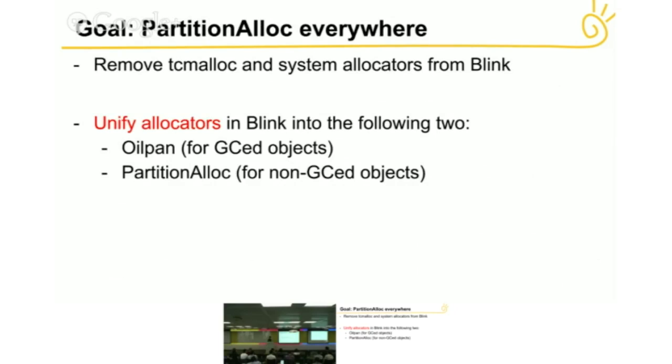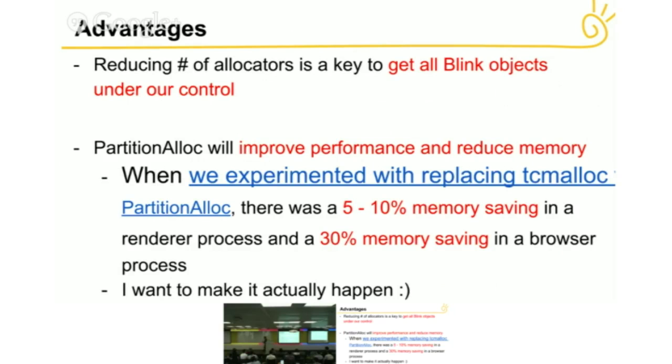So we want to remove TCMalloc and system allocators from Blink and unify allocators into the Oilpan for garbage collected objects and PartitionAlloc for non-garbage collected objects. So what's the advantage of doing this? Reducing the number of allocators is key to getting all Blink objects under our control. And also, PartitionAlloc will improve performance and reduce memory.